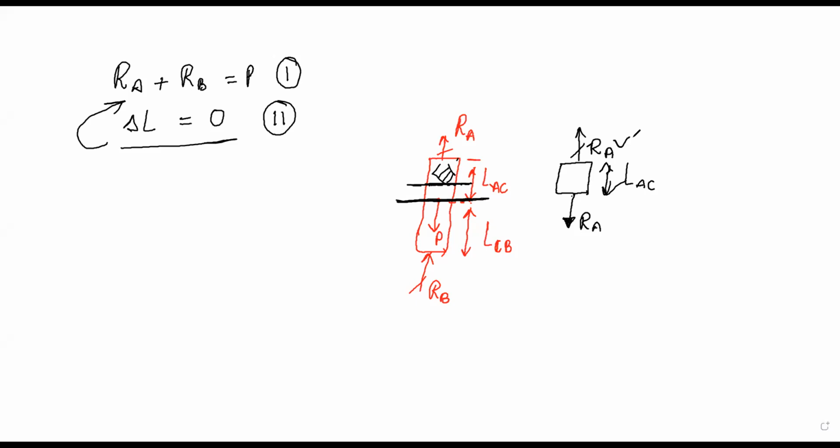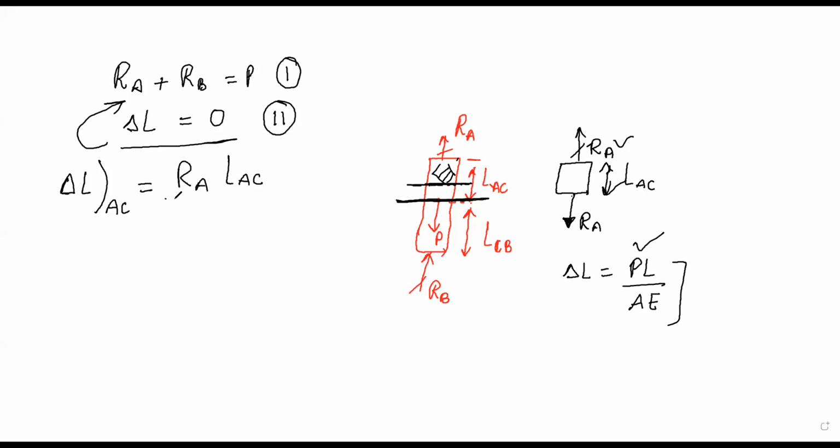Under the influence of this Ra, which is a tensile load, how much will be the change in length? I will write the change in length in the end AC. I already have the formula delta L is equal to PL divided by AE, the formula for the load P. Now the load is Ra, therefore the change in length will be equal to Ra times the length of the element, that is LAC, divided by the area of cross section multiplied by the Young's modulus of elasticity. Let's call this equation 3.